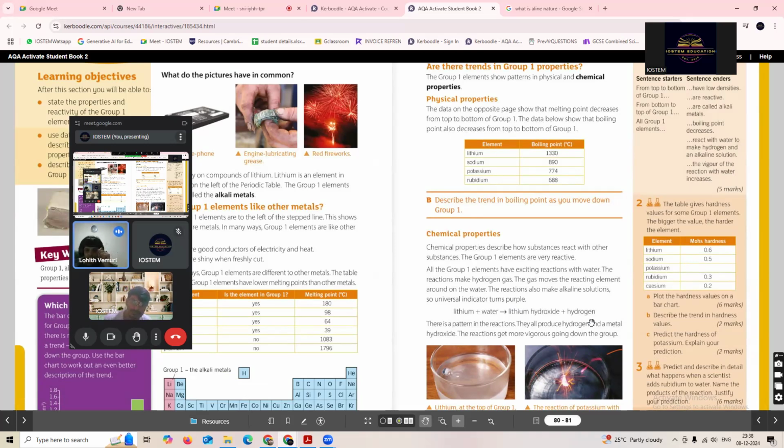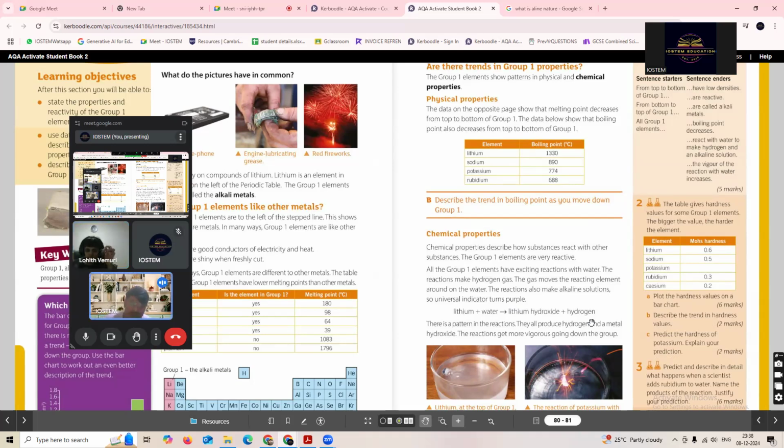For example, lithium is 0.6. Then when it goes to sodium, it decreases by 0.1. So this means when sodium goes to potassium, it will be 0.4. Yeah, it can be. We cannot say the exact value, but yeah.